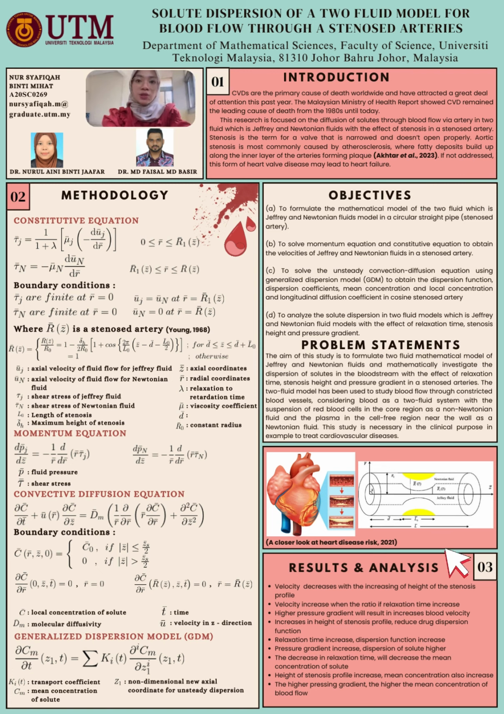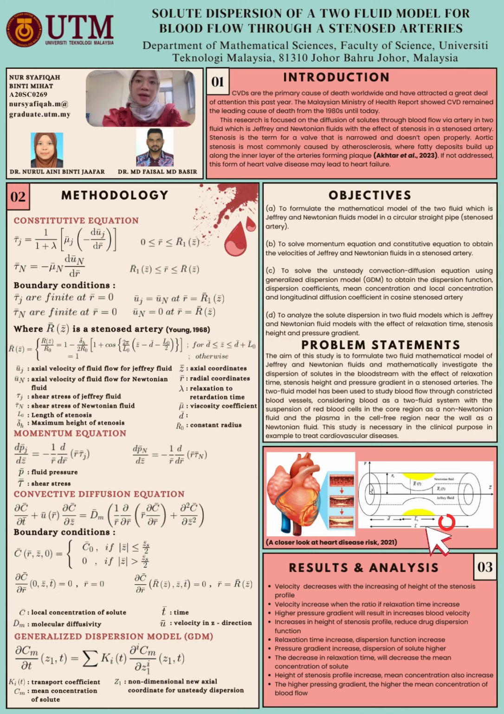Now I will show the blood geometry of two fluids model. If you look at the geometry, you will notice the presence of yellow colored substance attached on the arterial wall, and that indicates the presence of stenosis. And we know that the blood flows through the arteries with velocities, and we treated blood as a two-fluid system with the suspension of red blood cells in the core region as non-Newtonian Jeffrey fluid, and the plasma in the cell-free region near the wall as Newtonian fluid.